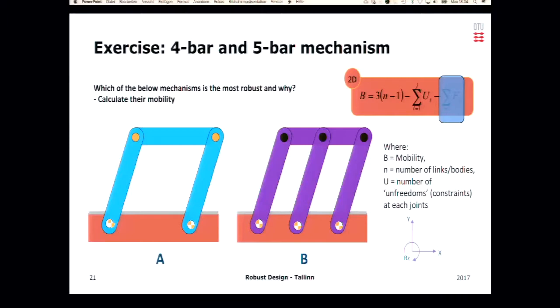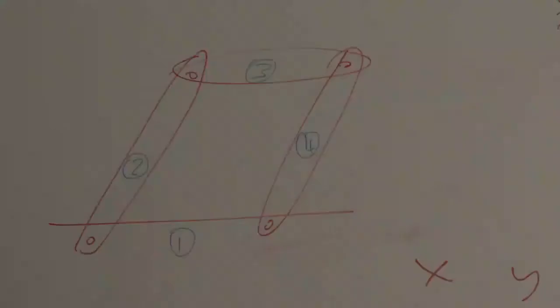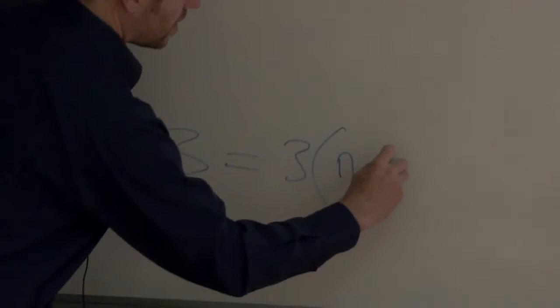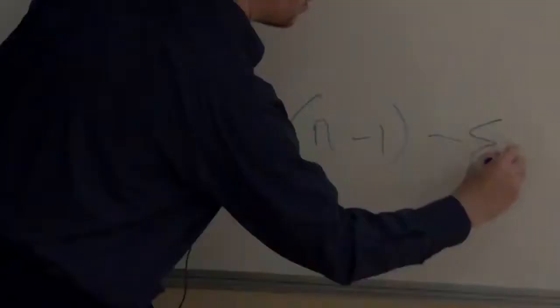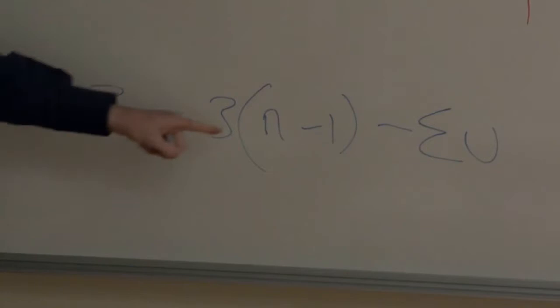Anyone got an answer? Is it 7? For what, the number of unfreedoms? For B. Nope. B for A. So B is equal to 3 times N minus 1 of unfreedoms. So what is N in this case?